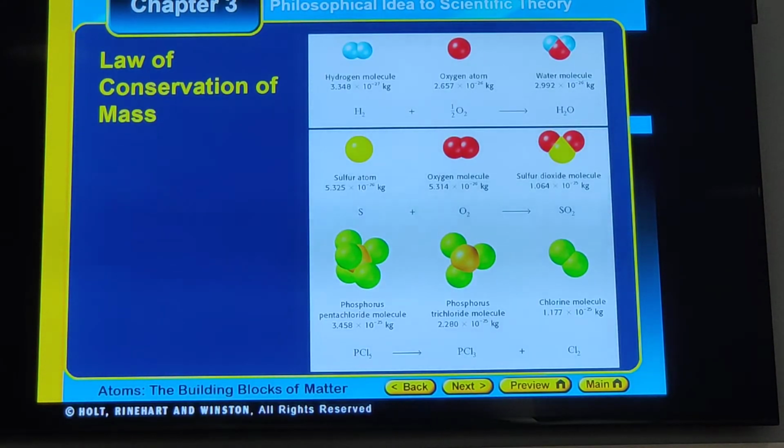Okay, so this is the law of conservation of mass with different examples of chemical reactions. Like if I take hydrogen gas and I burn it in the proper amount of oxygen, it will burn and form water molecules. The next one is if I burn sulfur in oxygen, it forms sulfur dioxide.